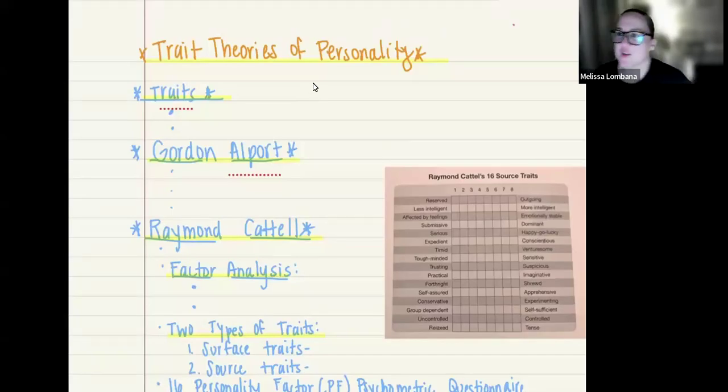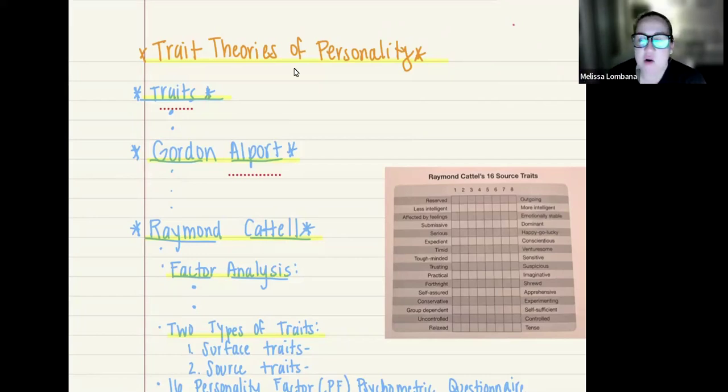Okay, we're moving on to the next section of personality. Here we're going to be looking at trait theories of personality. What they want to know is how we could use traits to describe personality. So it's a little bit different than the approaches.